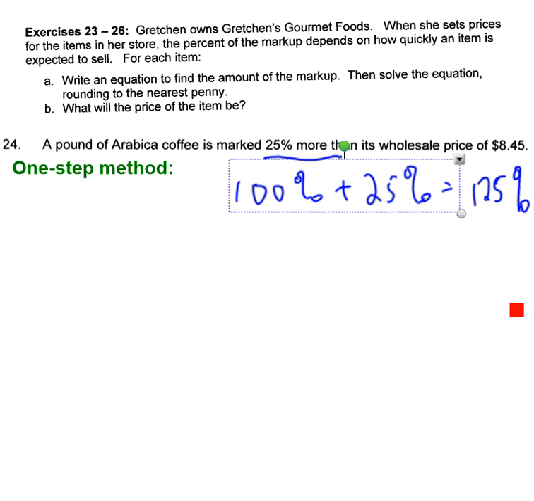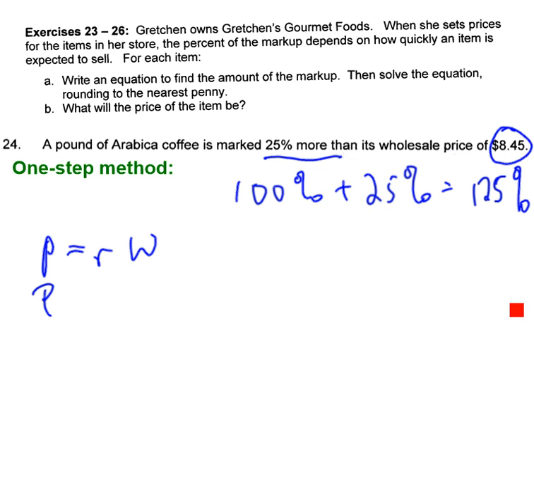So if we do P equals RW, we're still looking for the part, and this is one of the places where this can seem a little confusing because the part is actually going to turn out to be bigger than the whole. But we know that we're looking for the part because the percent is going to apply to the 8.45, which means that that's the whole, because we're going to take 125% of 8.45. So if we make 125% into a decimal, we move the decimal twice, so we get 1.25.